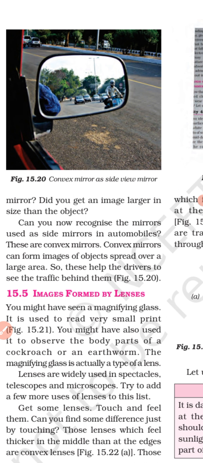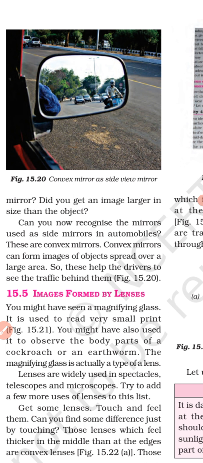So convex mirrors are used as rear view mirrors or side view mirrors in vehicles, buses, trucks and all the vehicles, to see the traffic at the back side of the road. That is why it is used. So these are convex mirrors actually. Convex mirrors can form images of objects spread over a large area. Are you getting it? We can say it gives a wider field of view.